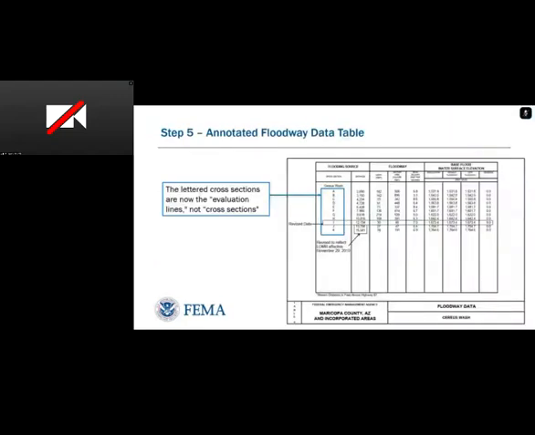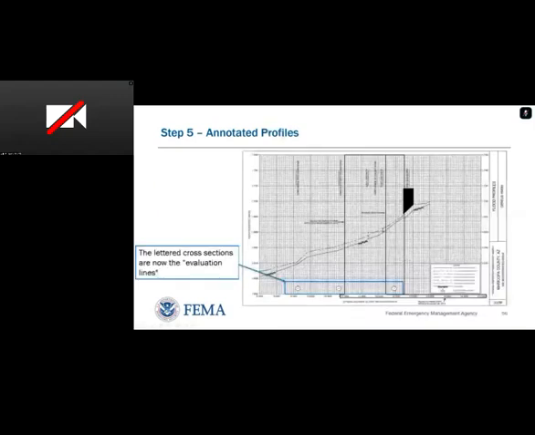So should they need to submit a floodway data table, this is an example of your typical annotated floodway data table. Again, your lettered cross sections on the left are now your evaluation lines. And what really makes this an annotated versus an effective floodway data table is this box here that highlights their revised data and includes any changes that they are proposing. Similarly, if they need a profile, we now have our lettered cross sections, which are evaluation lines. And again, what makes this annotated is they have a box and they have a revision callout.